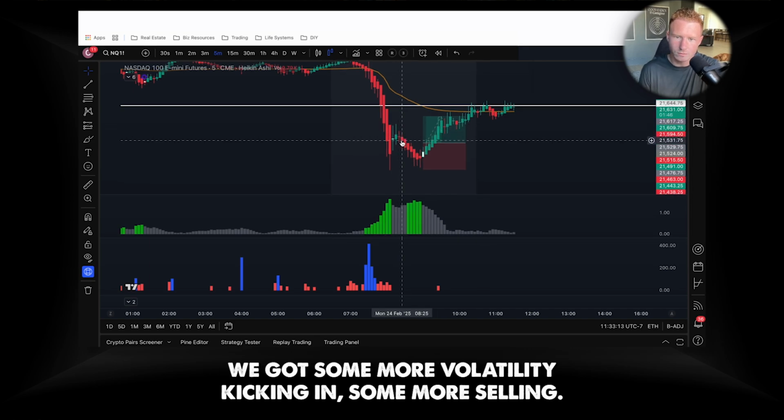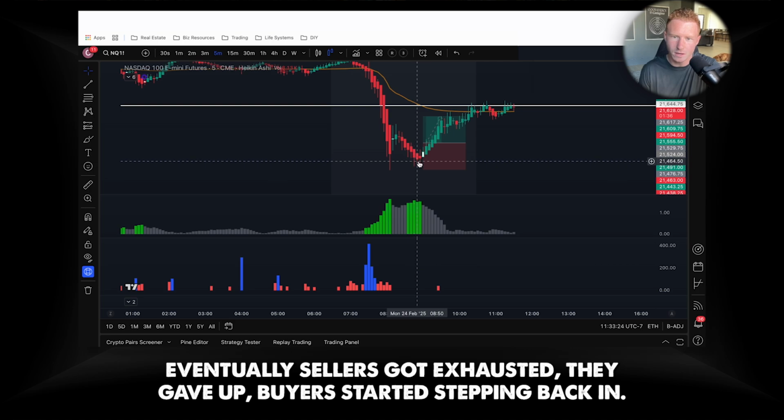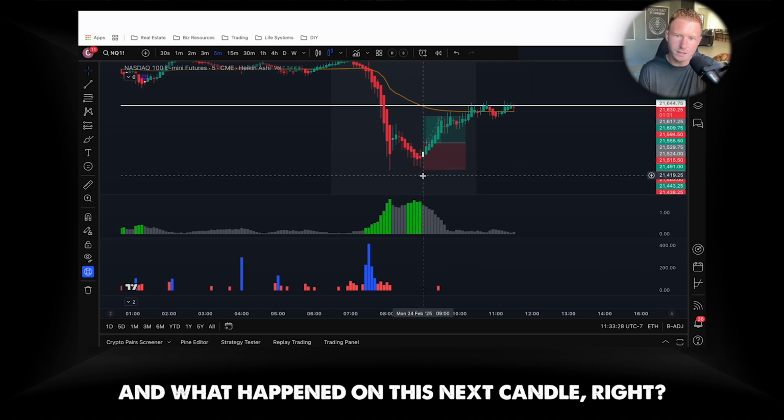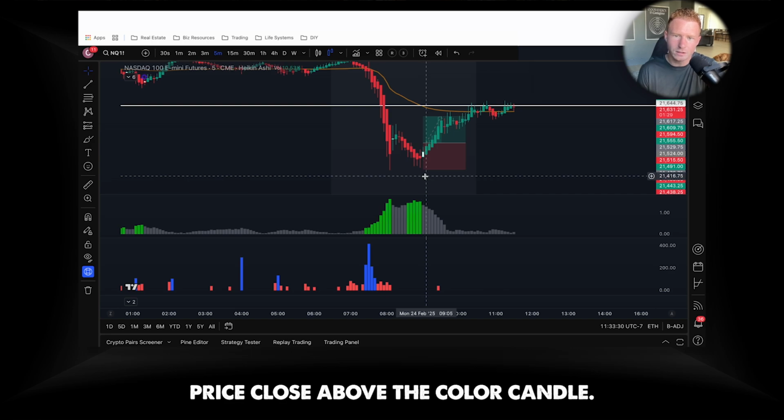We got some more volatility kicking in, some more selling. Eventually, sellers got exhausted. They gave up. Buyers started stepping back in. We got another colored candle. And what happened on this next candle? Price closed above the colored candle.